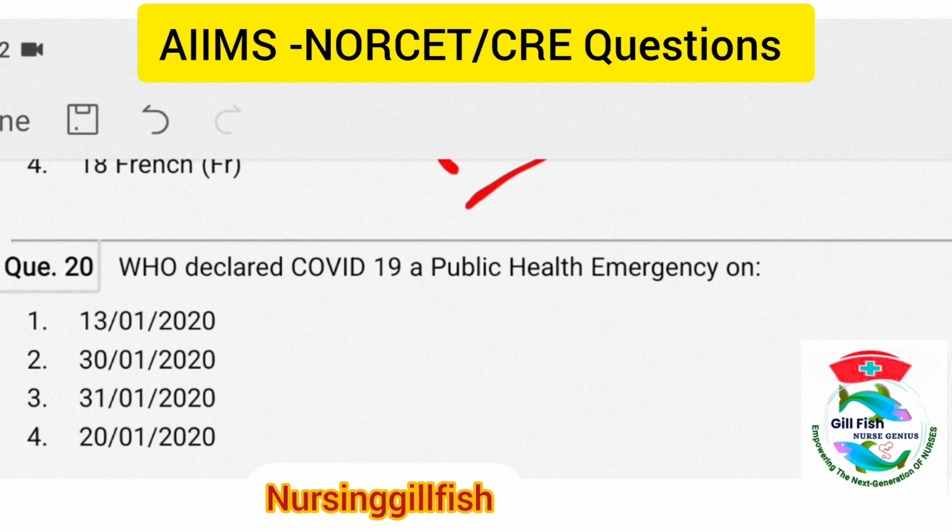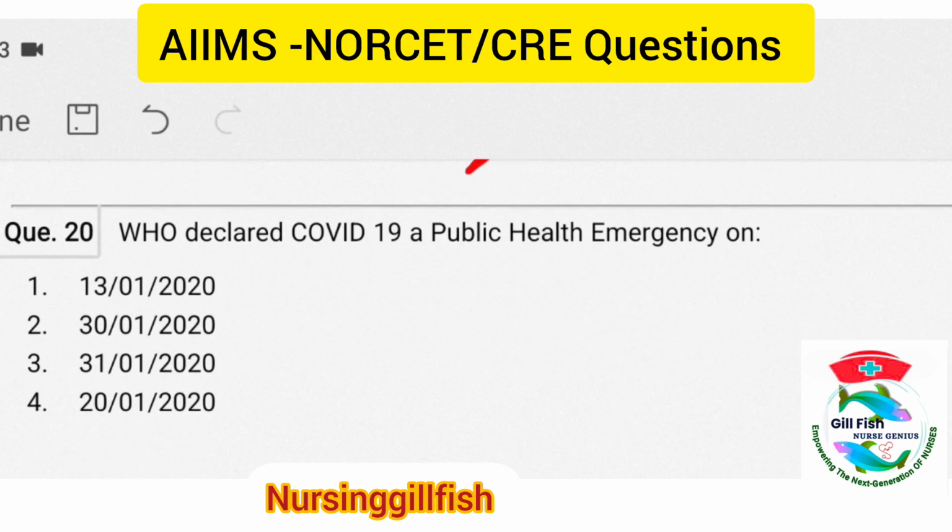Question number 20. WHO, that is the World Health Organization, declared COVID-19 a public health emergency on which date? Option 1, 13/1/2020. Option 2, 31/2020. Option 3, 31/01/2020. Last, 21/2020. Usually COVID started in December 2019, and in 2020, in the January month, they started the emergency.